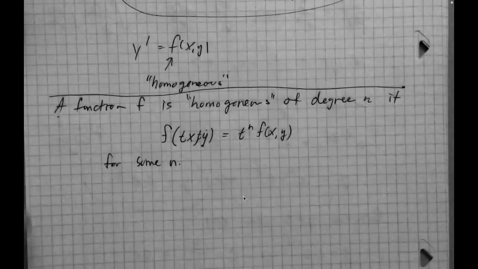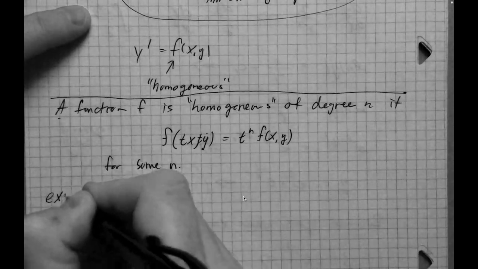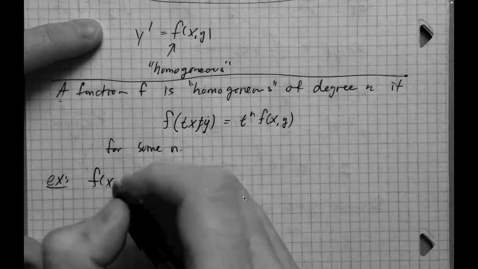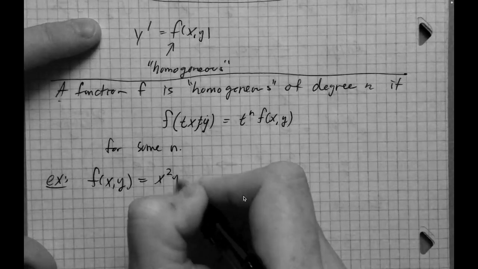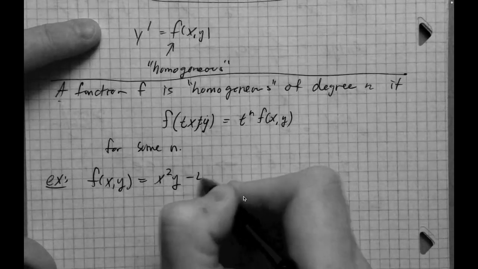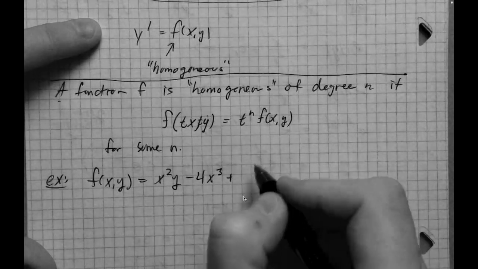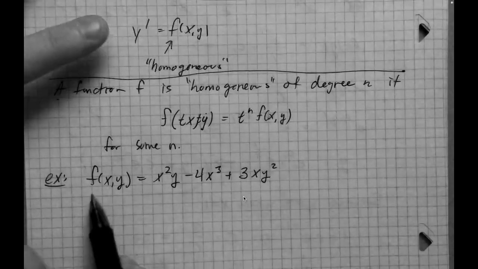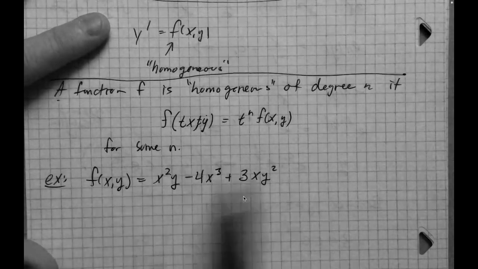Okay, so this is all very cryptic. Let's do an example, and I think the idea will be clear. Let's start with this example. f of x, y equals x squared y minus 4x cubed plus 3xy squared. This function here is homogeneous and of degree 3.